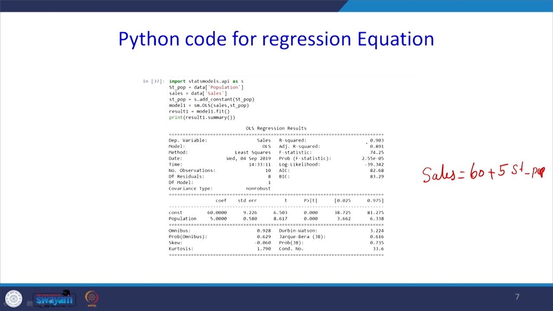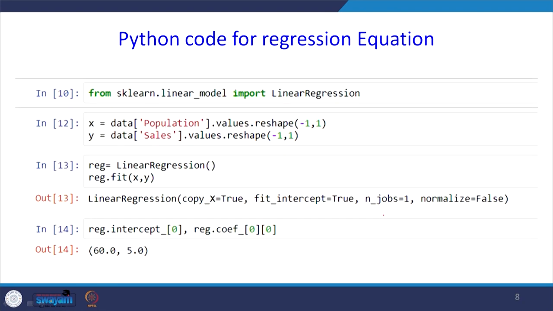Look at this, R square is very good, that is 90.3. I will explain the meaning of adjusted R square in a coming class. Then we have to remember the standard error is 0.58, the t value is 8.68, the probability is 0.00, this is the lower limit, this is the upper limit. There is another way we can write it, otherwise we can directly get the y intercept and x coefficient.